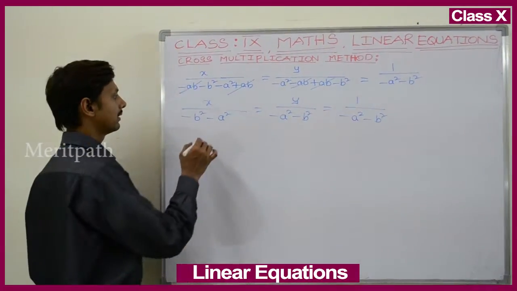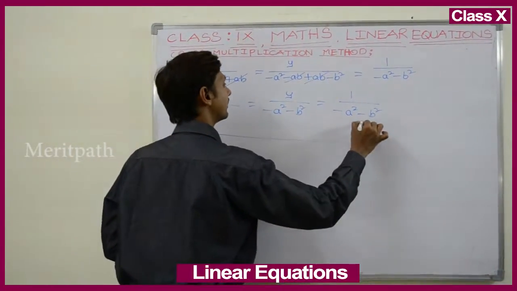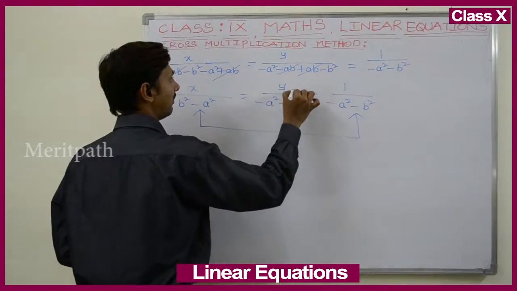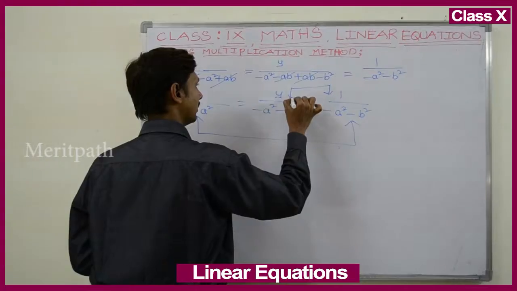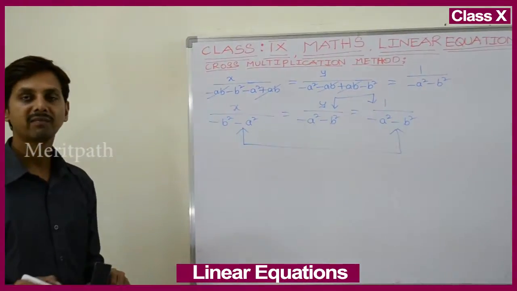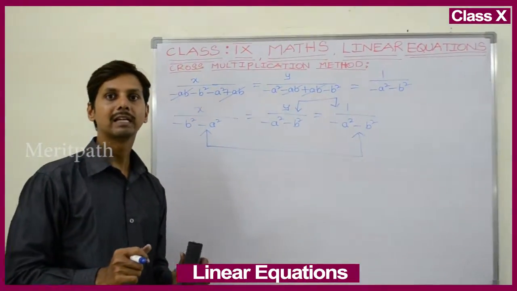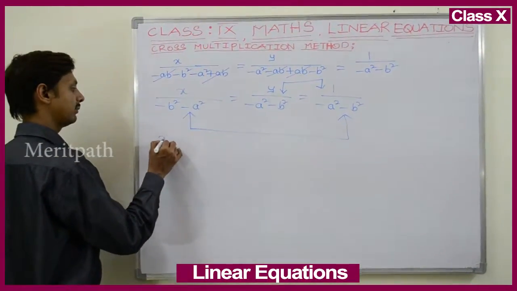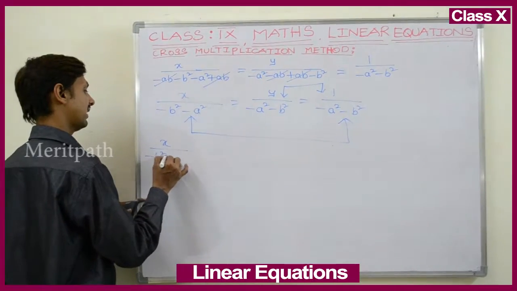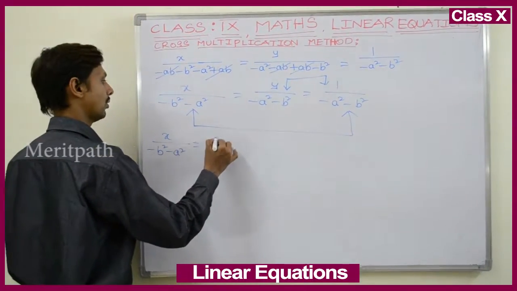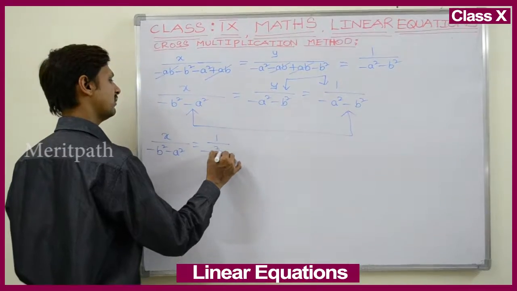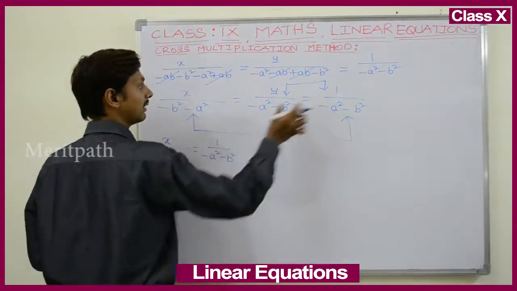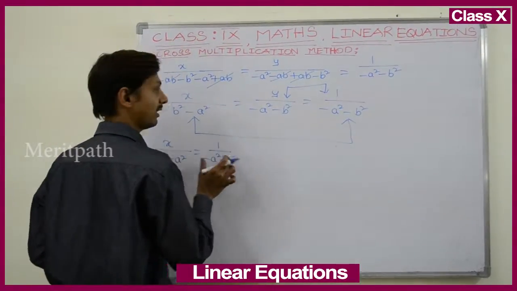When we equate the value of x to constant and the value of y to the constant, we get two values, and when we simplify those two values we get x and y values. So take the first one, x by minus b square minus a square equals to 1 by minus a square minus b square.